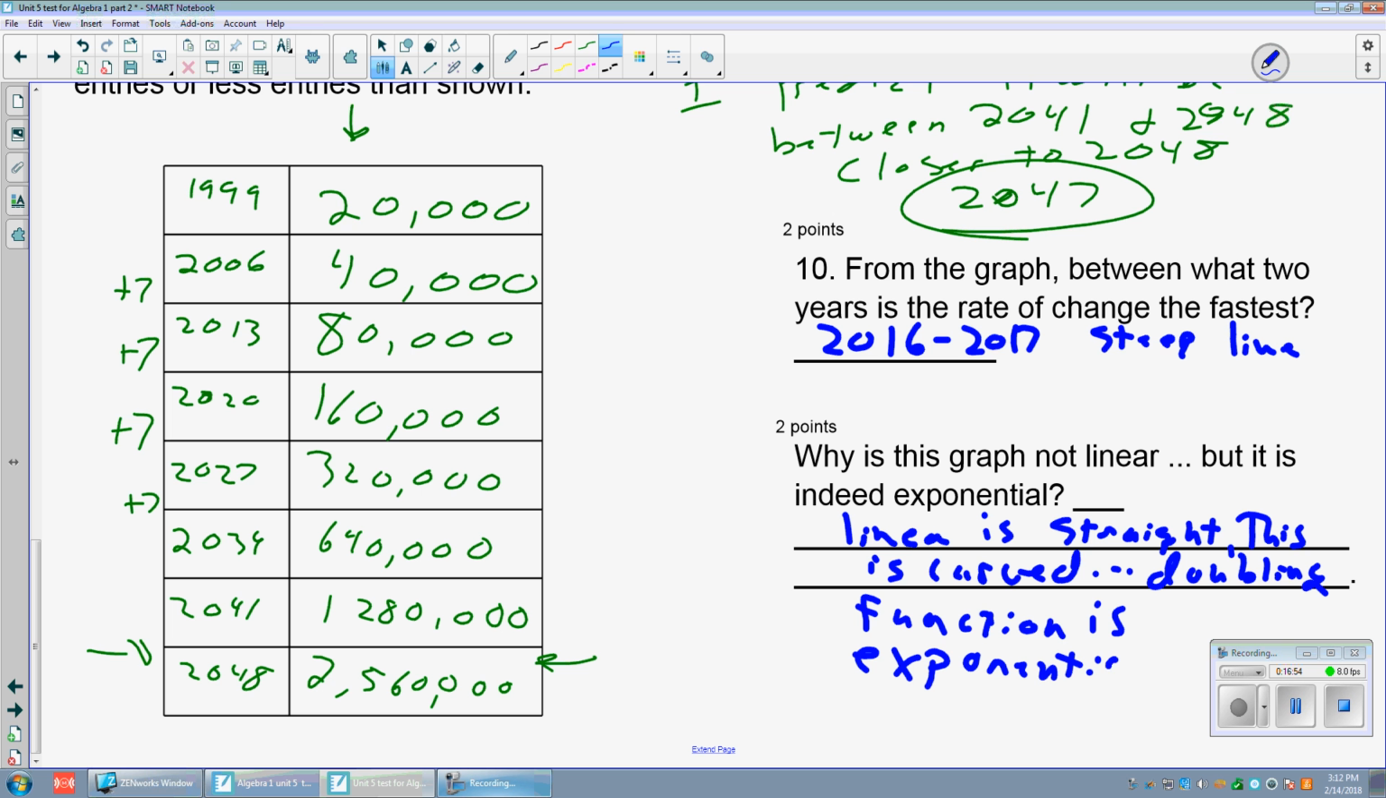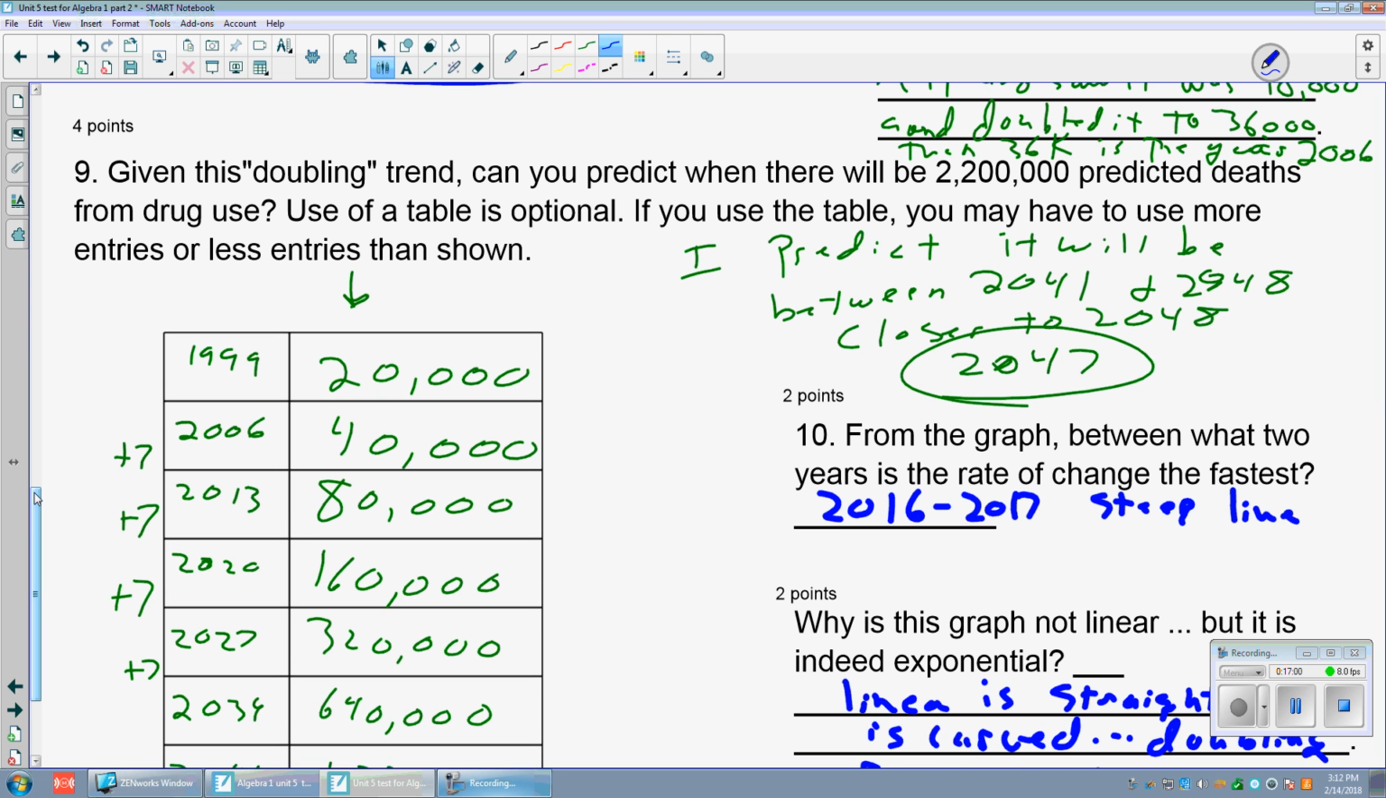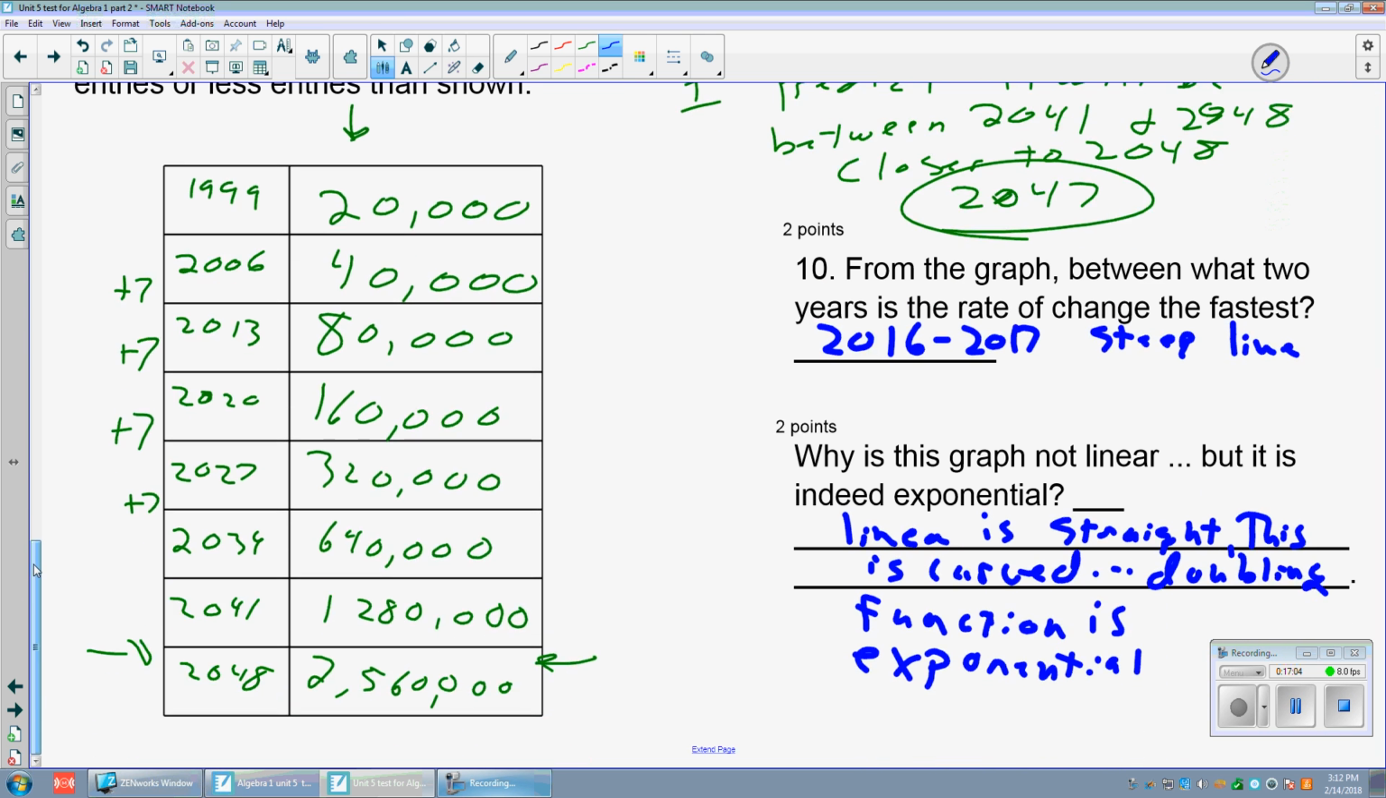Wait a minute, when did you say it was doubling? I said it was doubling in question number 9. Yeah, given this doubling trend, right from question number 9, it told you that it's doubling.